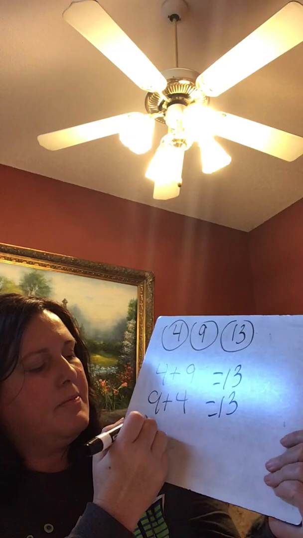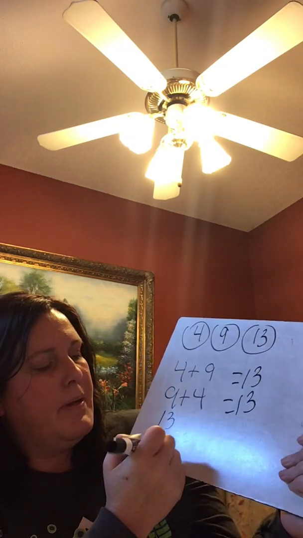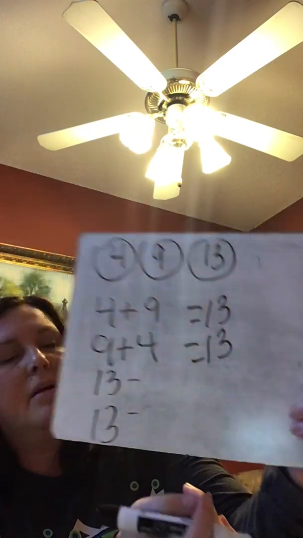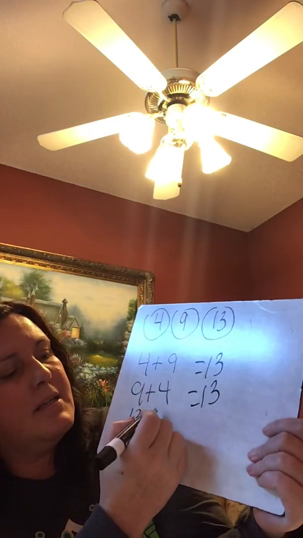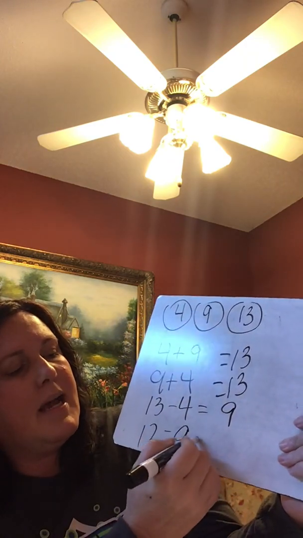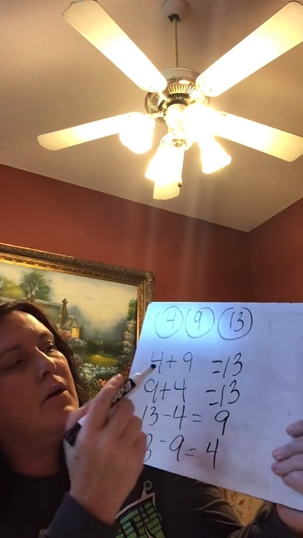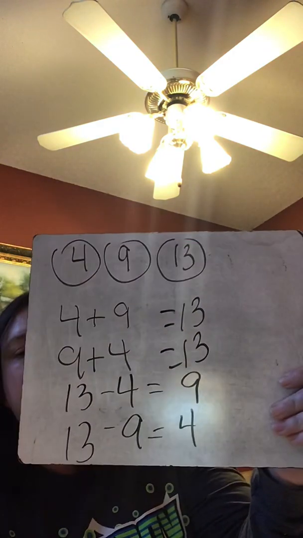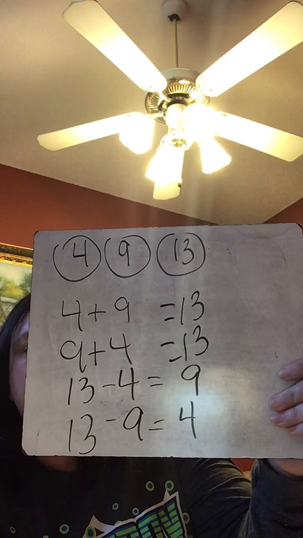Now remember, my subtraction sentences, they both begin with the sum, the big number. So 13 minus 4 equals 9, and 13 minus 9 equals 4. Look, we still are only using these three numbers in all of that work.